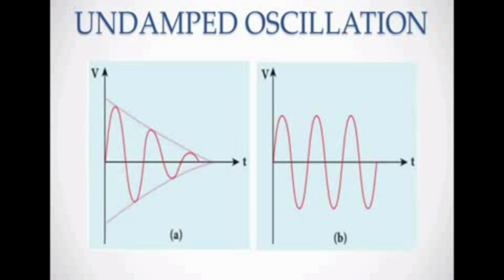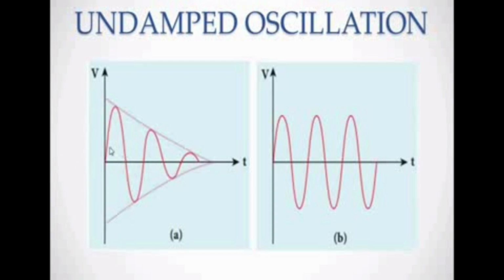In the other one you see that there is no change in the wave. All the amplitudes are the same, so it is called undamped oscillation. In the damped oscillation, the initial magnitude is very high and gradually decreases. That means the wave loses its energy. When energy is lost, the amplitude of the wave gradually decreases. Finally, it will reach zero. So this type of wave is called damped oscillation.